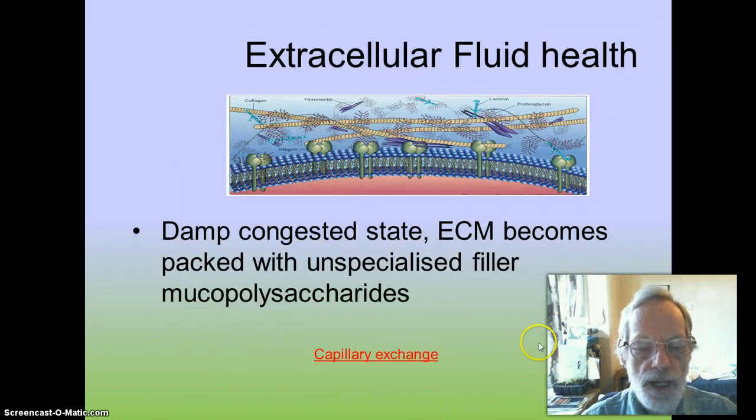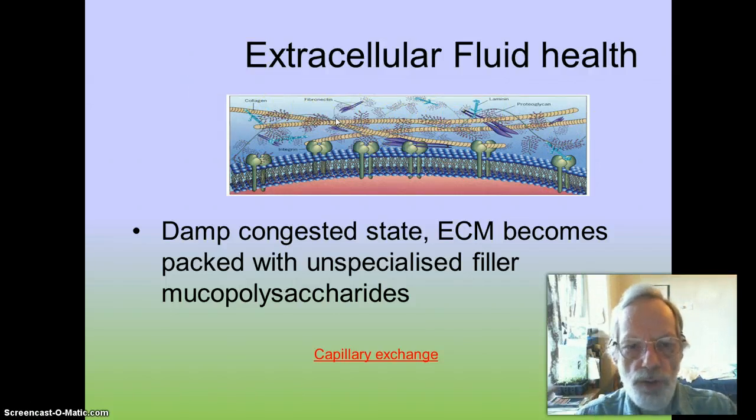So in this damp congested state, the extracellular fluid or matrix becomes packed with unspecialized filler mucopolysaccharides. So there should be some mucopolysaccharides, but not as many as you get in this damp congested state. So then you get sort of this whole region between cells all clogged up.